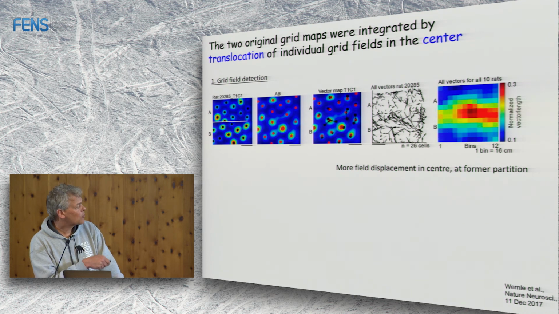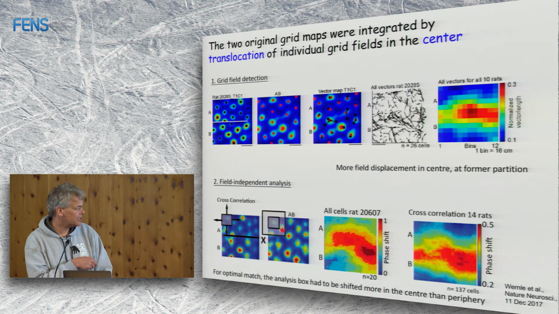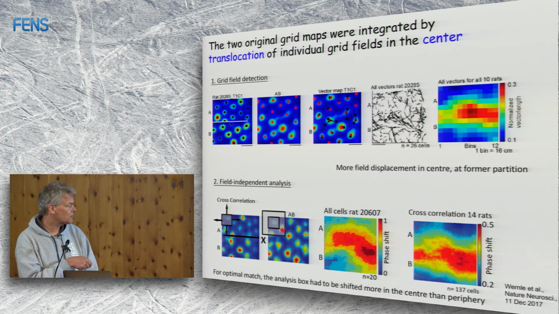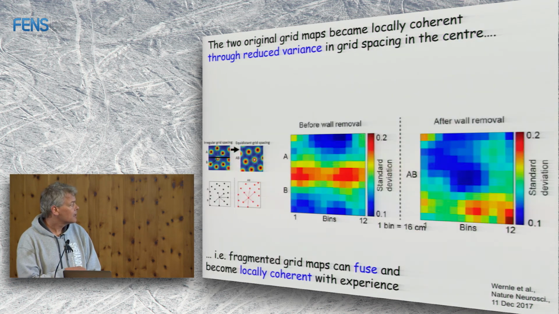And then plotted all these vectors and found that the vectors are longest in the center, again suggesting that fields move or are displaced more in the center and not much in the periphery. And she did the same using a different procedure. I won't spend time on that, but you can also use a cross-correlation procedure and again find the same, most shift or most reorganization in the center.